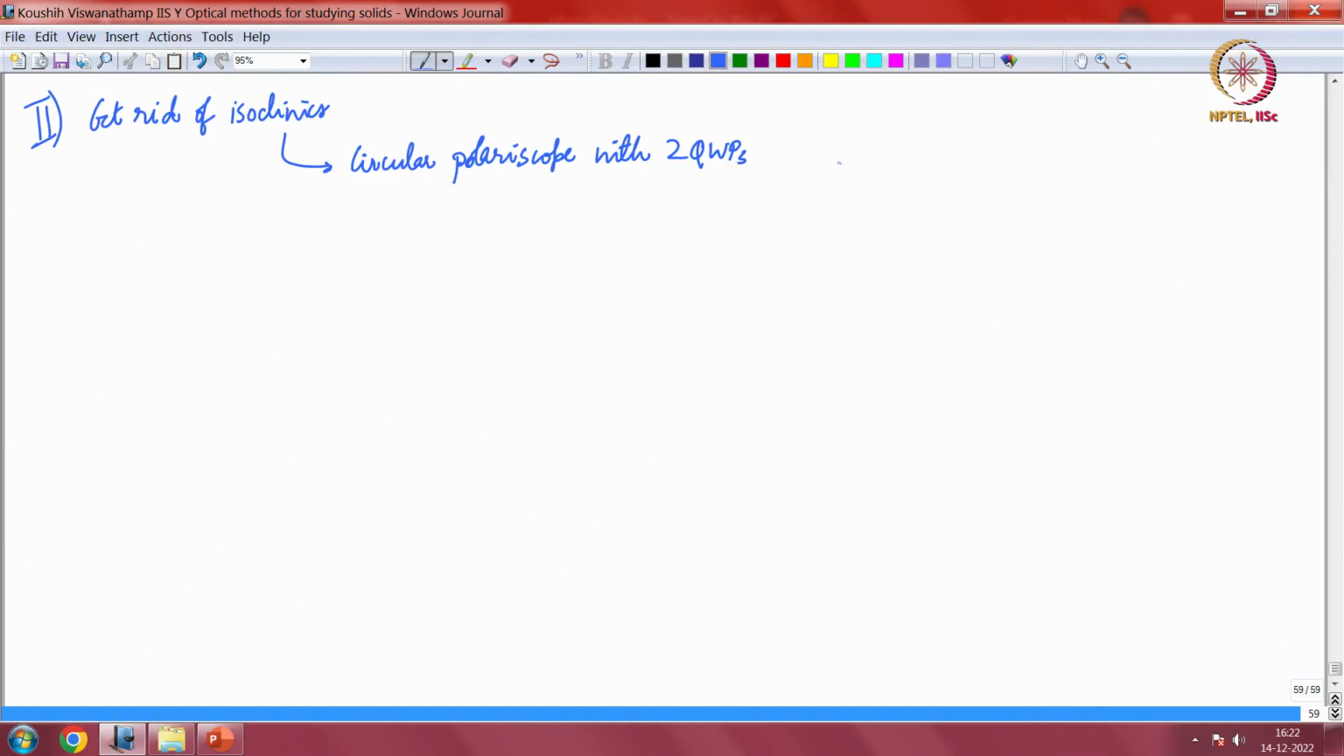Now since the I is sin square delta by 2, the isochromatics are not changed. It is still sin square delta by 2, delta is still a function. Remember when we did this right at the start, we said delta is a function of lambda and sigma 1 minus sigma 2. Delta is still a function of the same lambda and the same sigma 1 minus sigma 2, they are not changing. So the isochromatics will remain unchanged, isoclinics are removed.